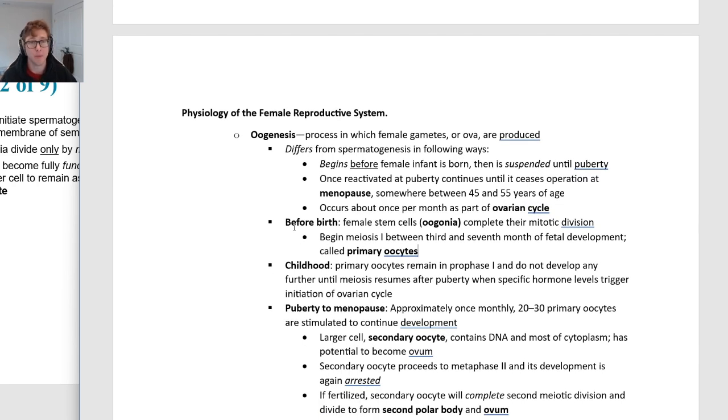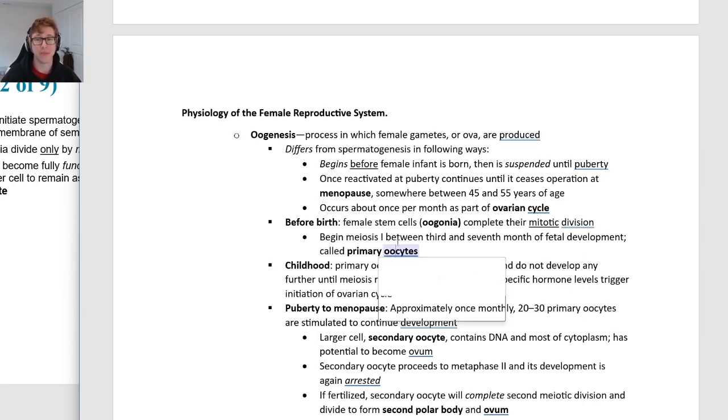So, before birth, female stem cells, oogonia, complete their mitotic function. Remember, mitotic. That is, remember what all somatic cells can do, and that is essentially how cells produce identical reproductive copies of each other. It is different from meiosis, where you are going to produce non-identical daughter cells.